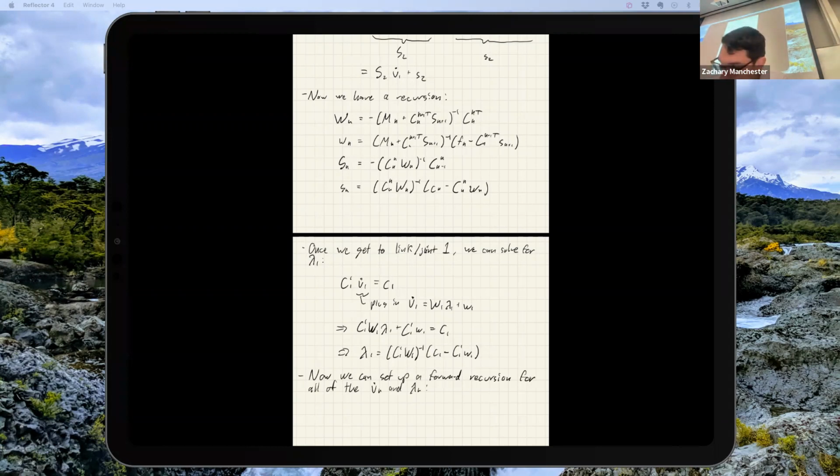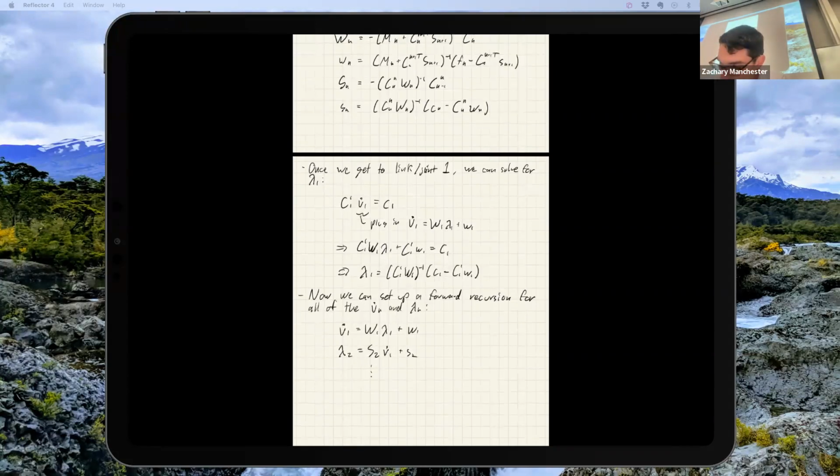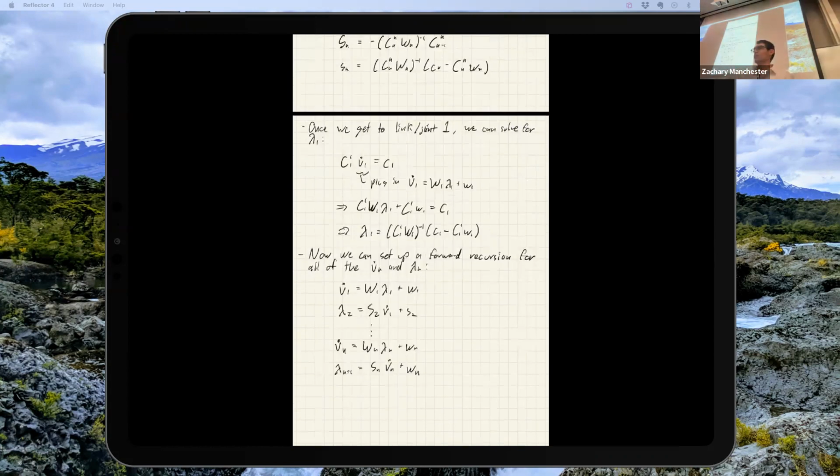So now we have lambda 1, we can plug it into this guy to get v dot 1. Then we can use v dot 1 to solve for lambda 2 with this guy. And then dot, dot, dot, all the way to the end, where you get the general thing and you go all the way to the end with all your W's and S's. Okay, fun. Everyone cool with that?